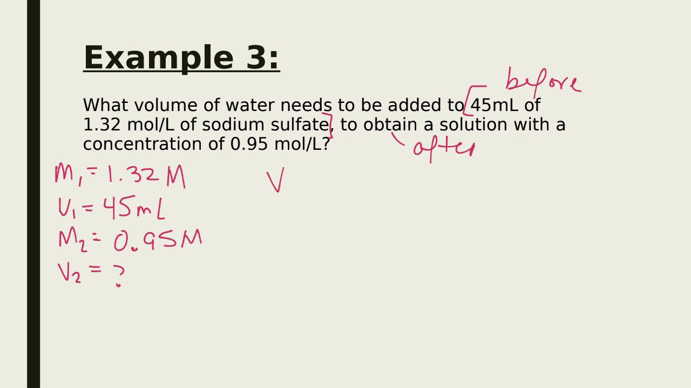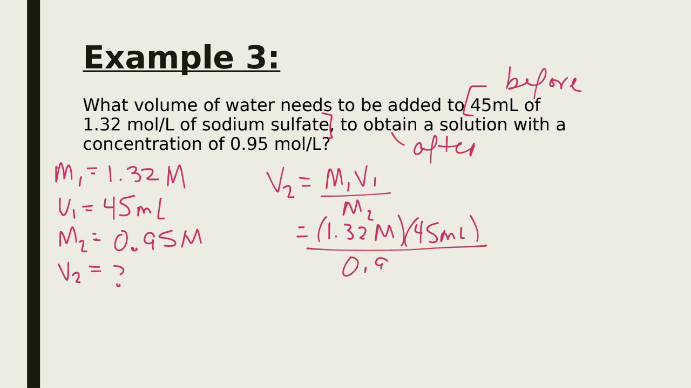So we're going to set this up. So V2 is equal to M1 V1 divided by M2. Let's sub in our values: 1.32 molar times 45 mL. We're going to divide by 0.95 molar. And once we calculate that, we're getting a final volume of 62.53, I'll say, milliliters. And remember, you are not going to round to sig figs with volumes.